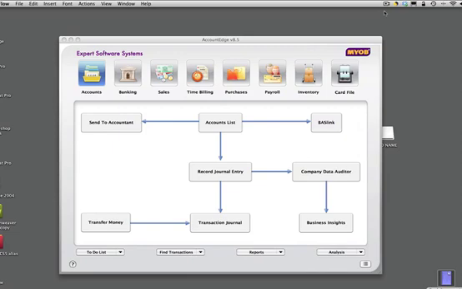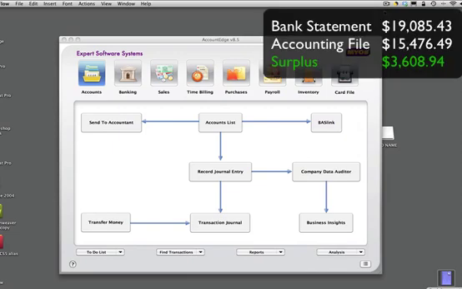Now the first thing to do is note which way the error is going. We have more money in the bank statement than we do in the accounting file. That's telling us that we have either not enough deposits in the accounting file or too much in the way of expenses in the accounting file.